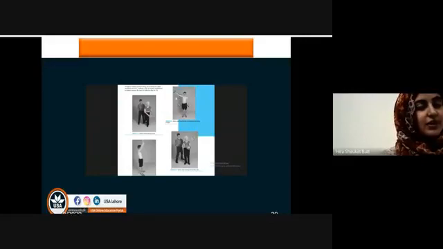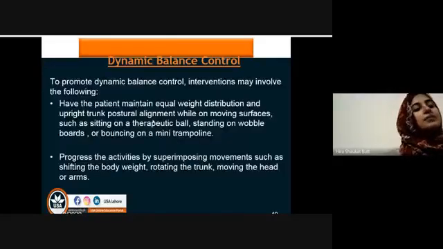They're also using a handheld dumbbell along with standing position, and there they are using the pulley. So this is how you can make these exercises complex. Okay, then comes the dynamic balance control.